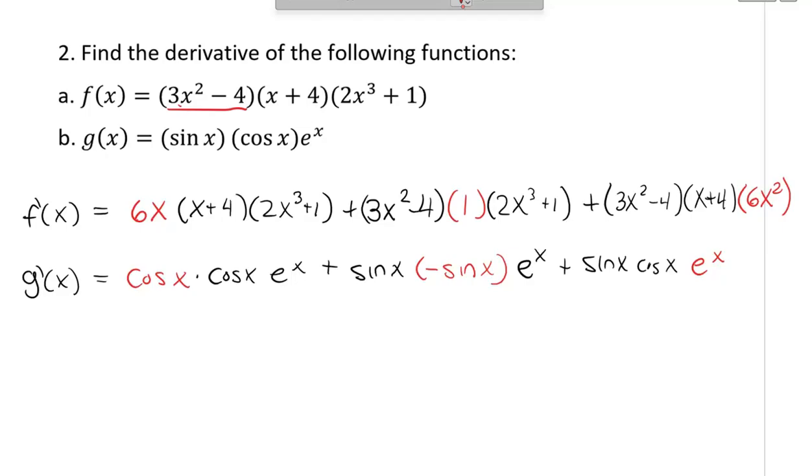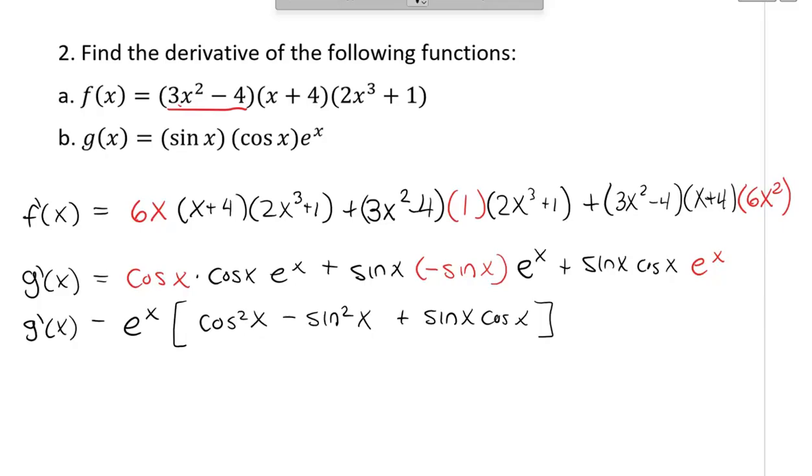Now I'm aware that in this one there's probably some things we can simplify. If that was the case, I could, for example, factor out the e to the x, and then that would leave me with cosine squared x minus sine squared x. No, that is not the Pythagorean identity, so even if you thought that, be careful there. And then sine of x, cosine of x. This is probably a more cleaned up version of that function. And that's just really in case you needed to use it for something that's a little bit easier.